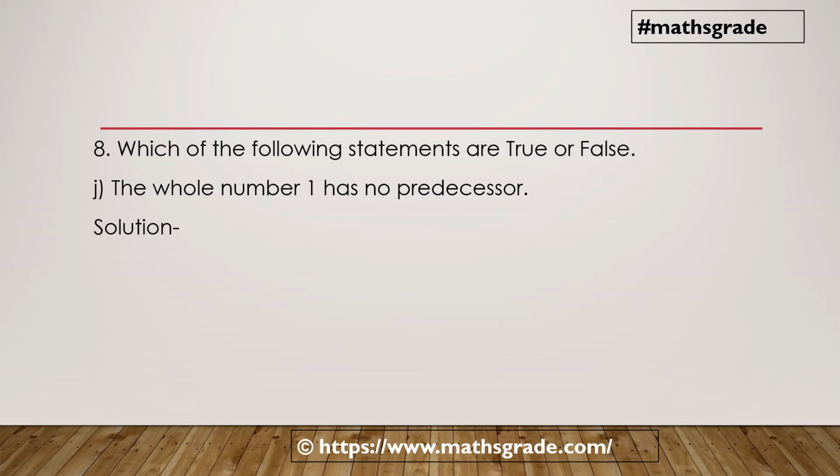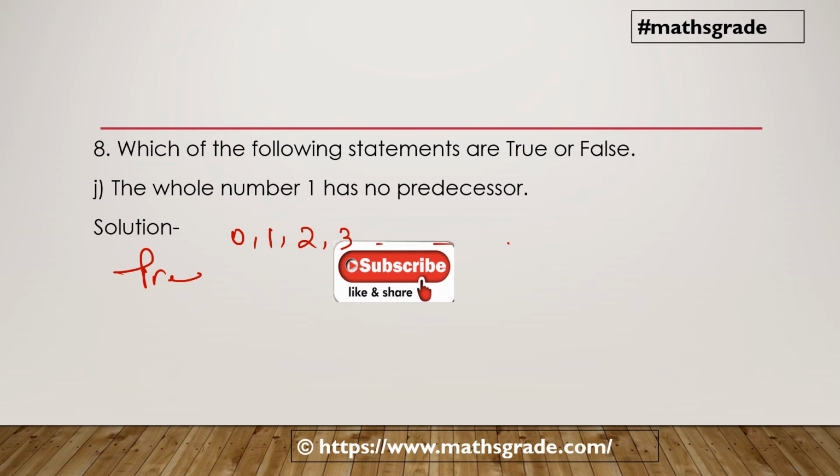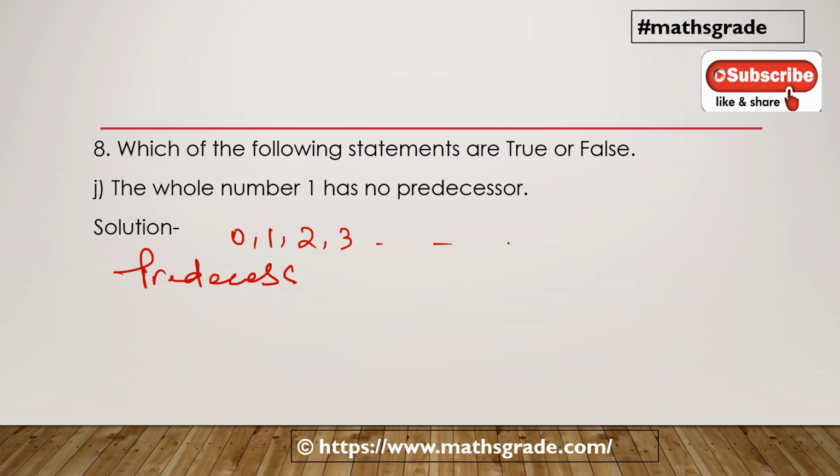Now question number J bit. The whole number 1 has no predecessor. We know whole numbers start with 0, 1, 2, 3. The predecessor of 1 is, we have to subtract 1 from the number 1. So 1 minus 1 is 0, and 0 is a whole number. So the statement that whole number 1 has no predecessor is false.